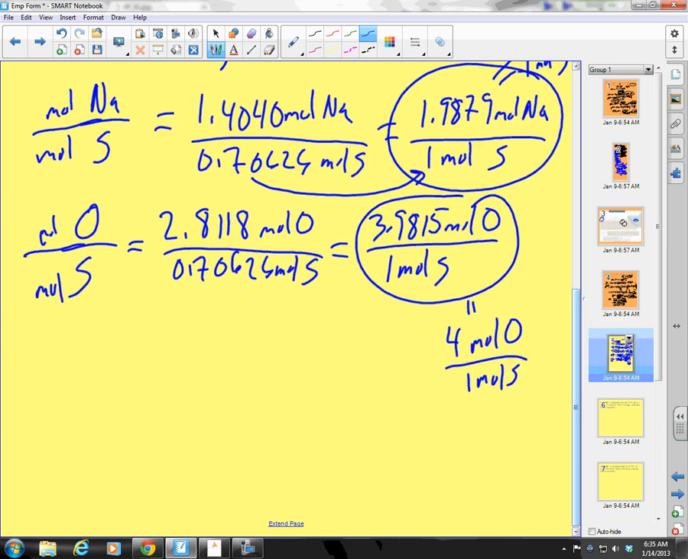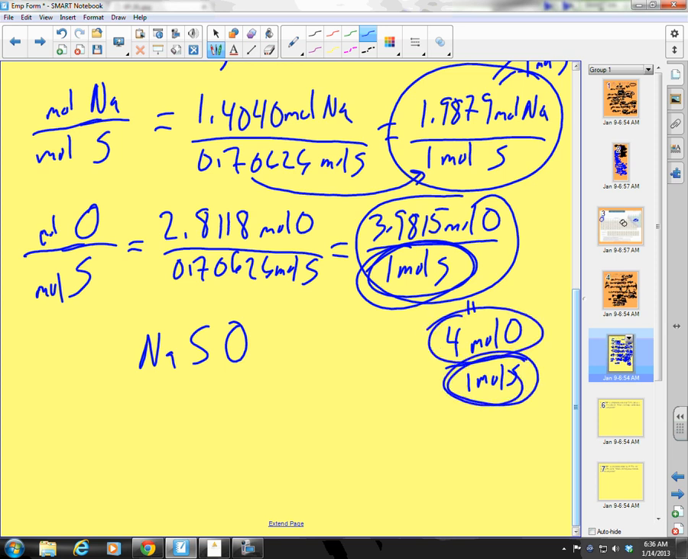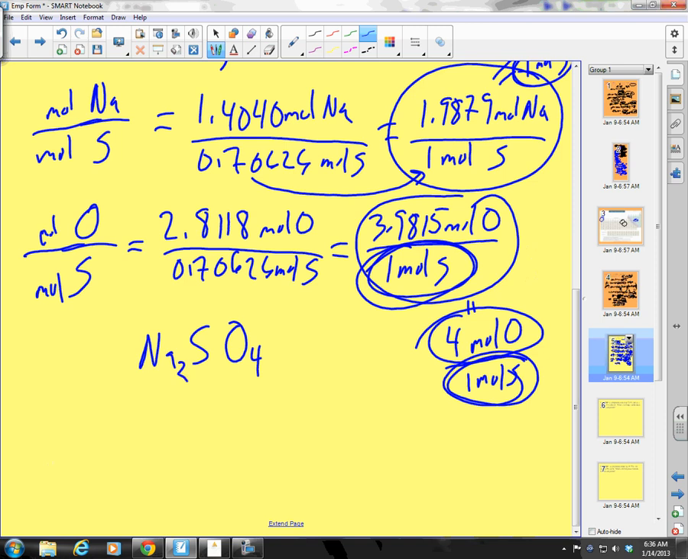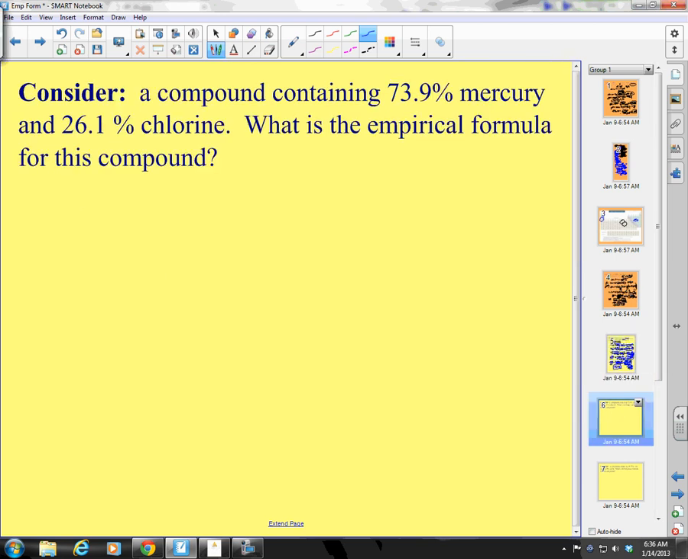Good. So what is my formula? I have Na, I have S, and I have O. Now, how many S's do I have? What's my ratio? I have 1 S, and for every 1 S, how many oxygens do I have? I have 4. Good. For every 1 S, how many sodiums do I have? 2. So that would mean I have Na2SO4. That is my empirical formula. Wonderful. You guys try this one and bring me back when you're ready.